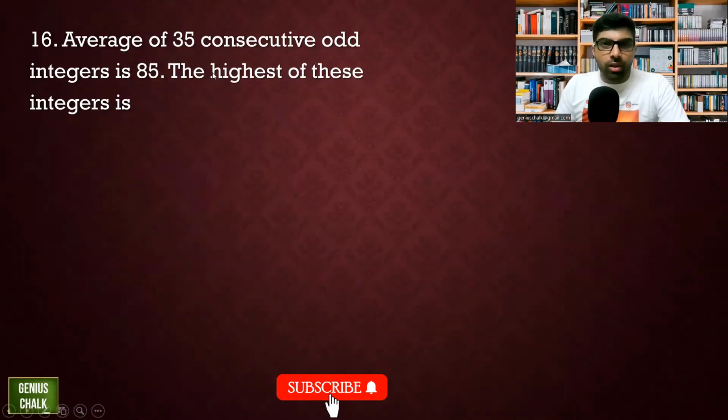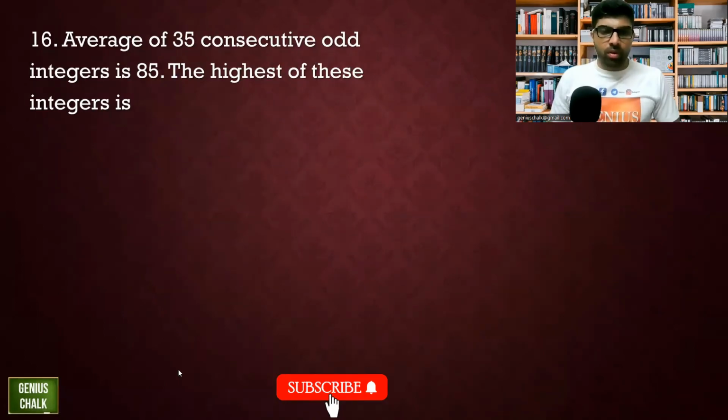The average of 35 consecutive odd integers is 85. Now you need to find the highest value among all of these integers. Okay, so 35 consecutive odd numbers.